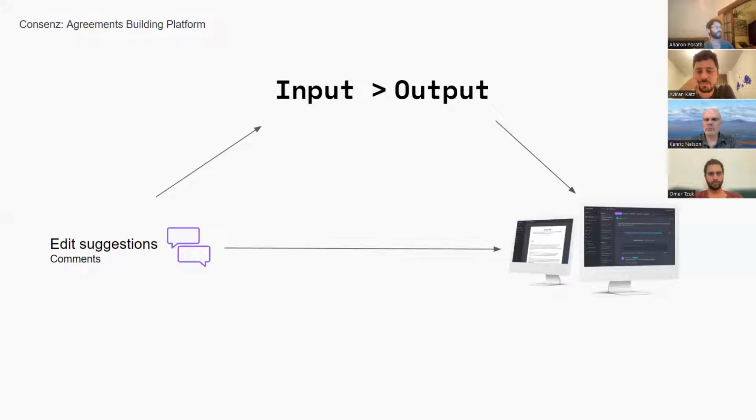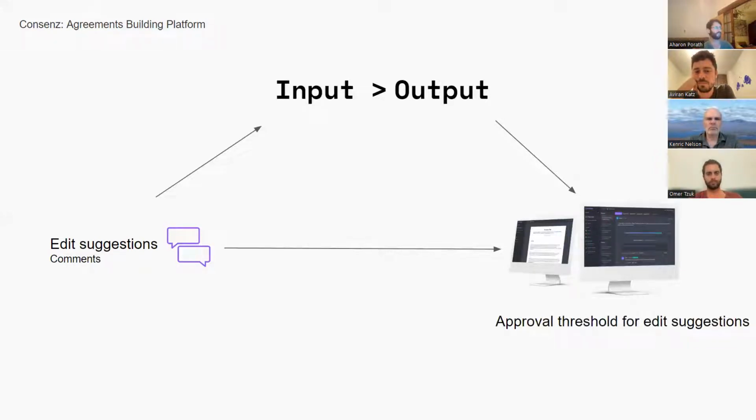An edit suggestion can come with comments and with the discussion aspect. This is the unscalable input, in such a manner that it is textual. It requires attention, but this is the raw material that will create the agreement, the document agreement.